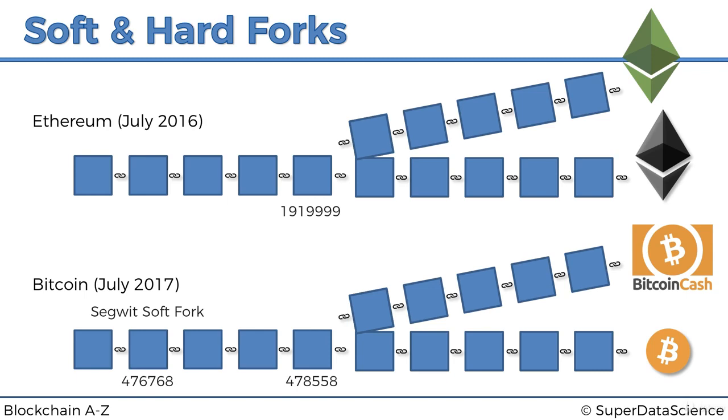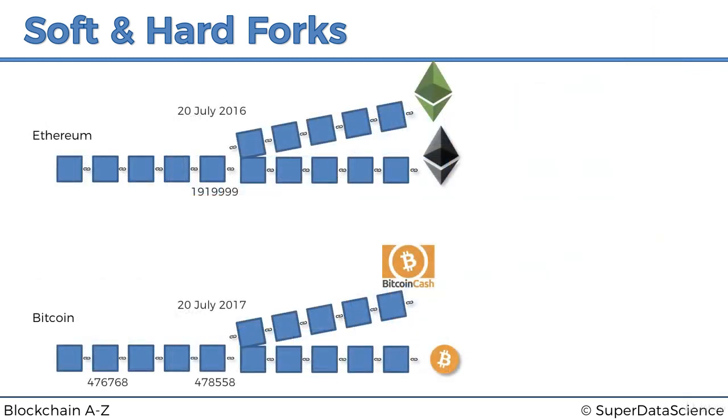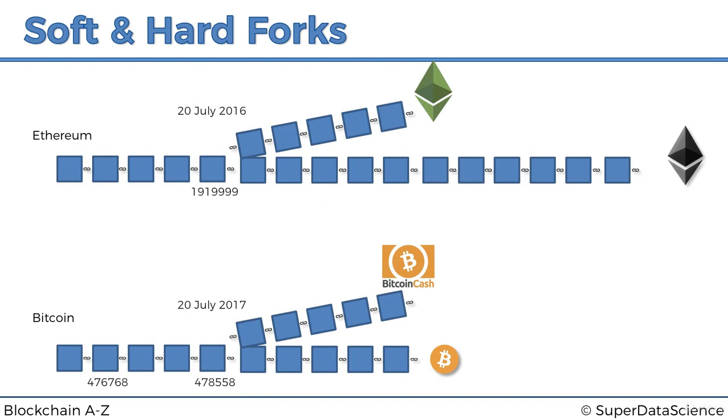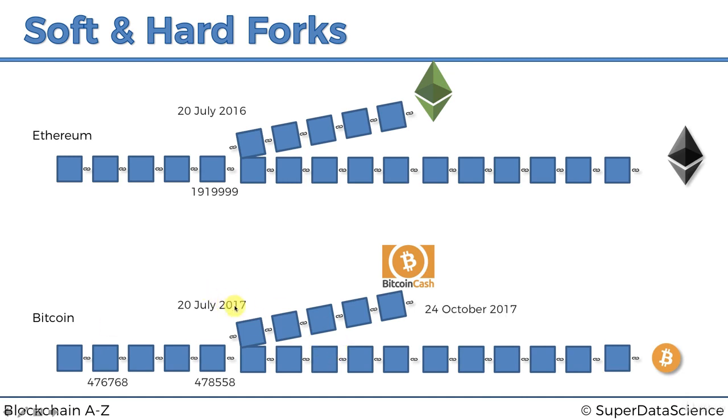And then, interestingly enough, if we move this here, the Ethereum network just continued, but this was in 2016. So this is how this one grew that way, this one grew that way. But in the Bitcoin world, Bitcoin continued, but actually on 24th of October 2017, so not that many months afterwards, at block number 491407, another hard fork happened. So another hard fork.